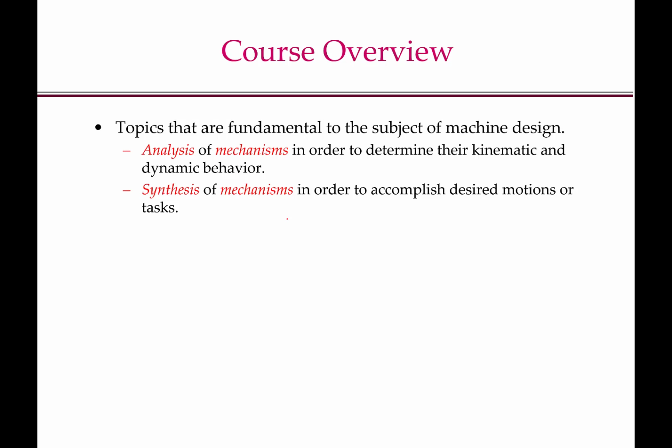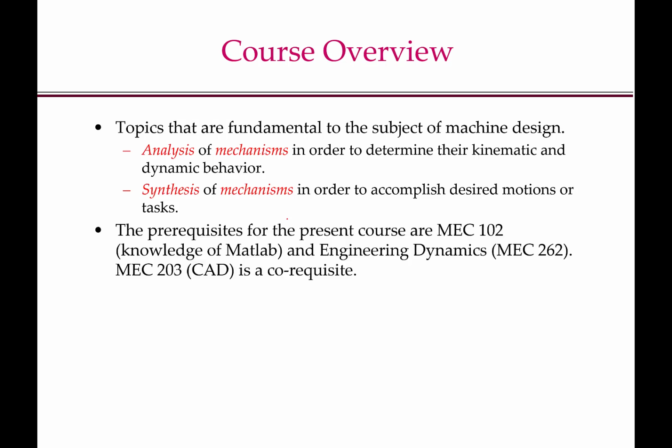So before we go into the details of the course, first I want to talk about the prerequisites. So there are two prerequisites for this course and one co-requisite. MEC102 or knowledge of MATLAB is a prerequisite for the course. The reason is that there will be programming assignments in this course where we will be required to use MATLAB. The second aspect is that this course is about motions of rigid objects. Right? So engineering dynamics or MEC262 is also a prerequisite for the course. MEC203 or knowledge of a CAD software is a co-requisite, and this will be useful to you in your projects.